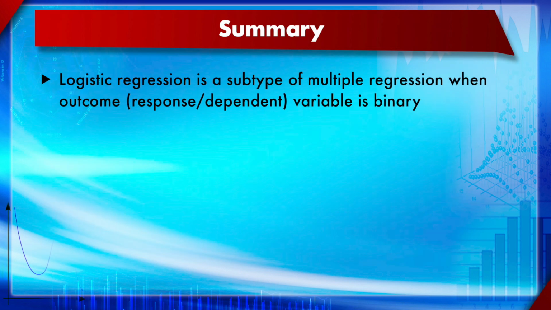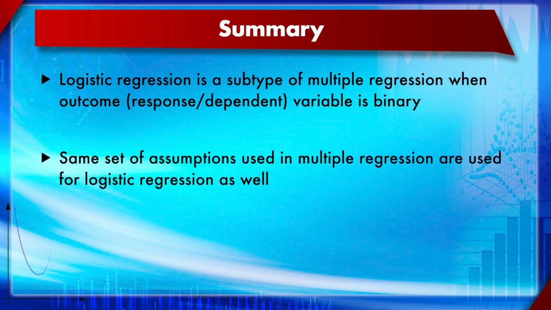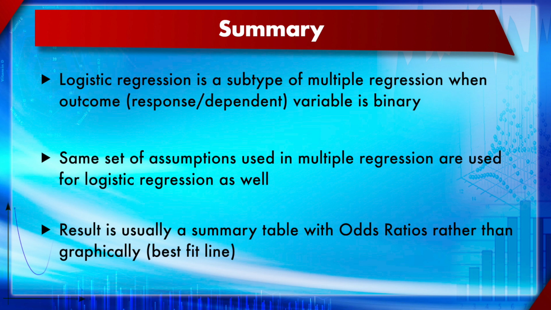In summary, logistic regression is a subtype of multiple regression when the outcome, that is the response or dependent variable, is binary. The same set of assumptions used in multiple regression are used in logistic regression as well. The result is usually a summary table with odds ratios rather than a graph like a best fit line.